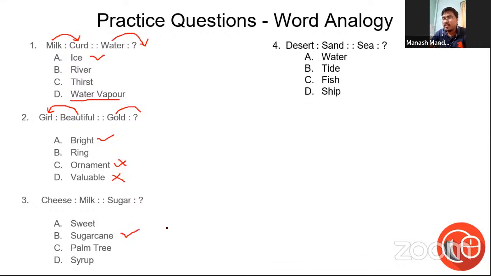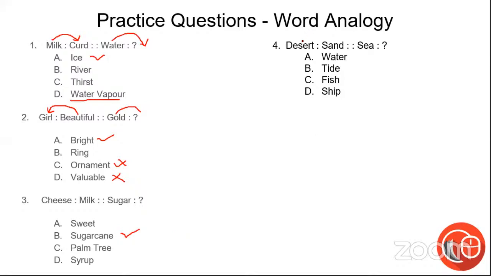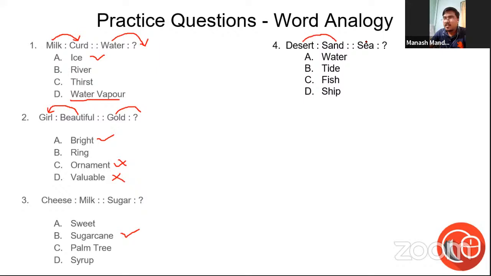This is the next question. If desert is sand, what is sea? The options are water, tide, fish, ship. Okay, Kushpreet, water. Everyone's answer is water. The desert is made of sand. A sea is made up of water.